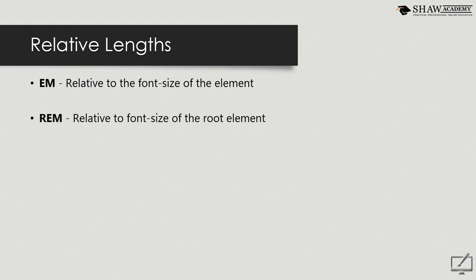If you're using EM a lot in your designs, you'll notice that if you have one thing and then another thing nested in it and you use EM again, it's relative to the font size of the element that it's nested in. So it keeps going down like that. If you want them all to be the same, then it's REM, which will make it relative to the font size of the root element.